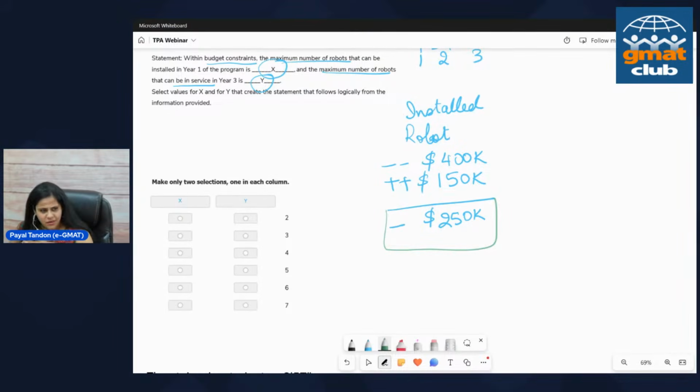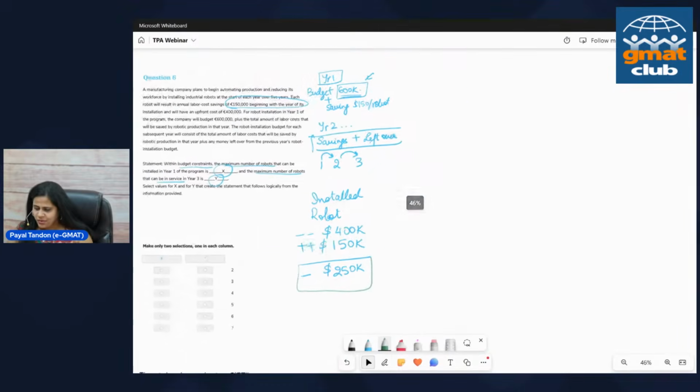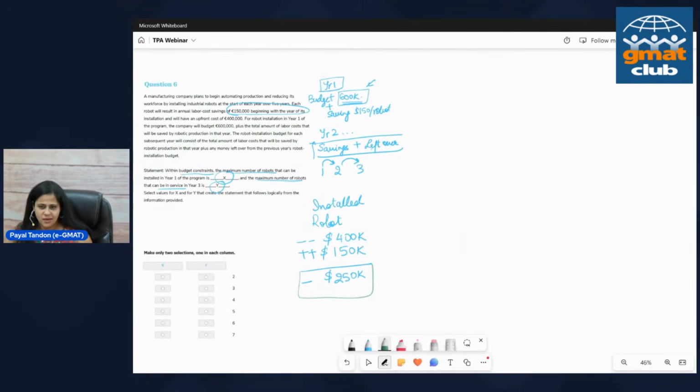Now, why is this information important? It's important because we have to segregate the robots that are being installed versus the robots that are leading to the savings that happen in the second year and in the third year.